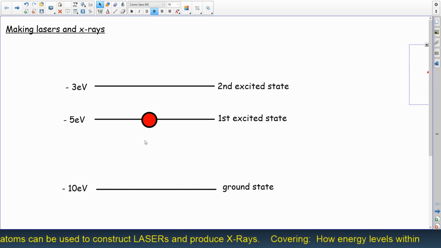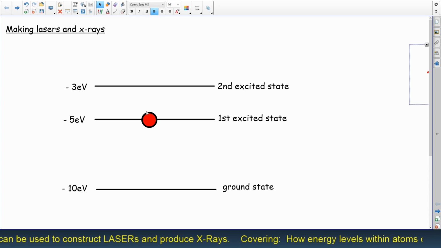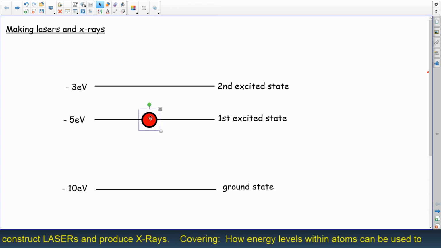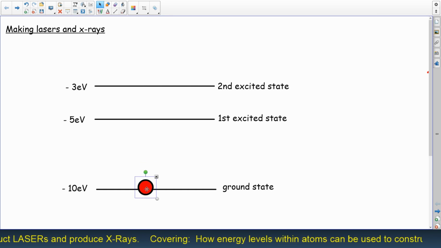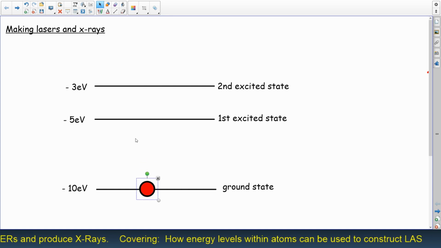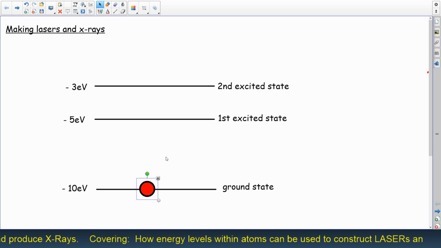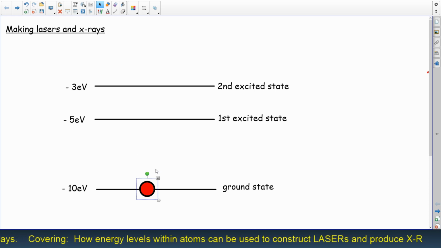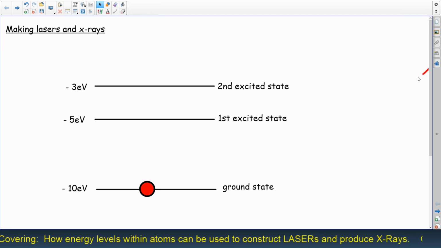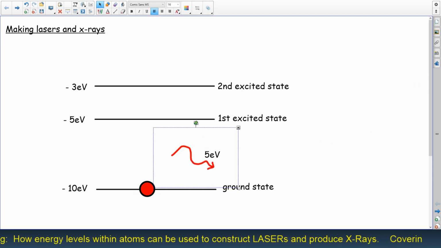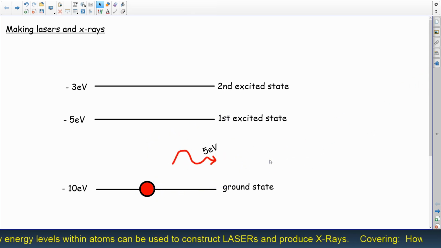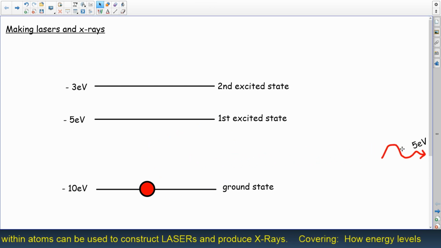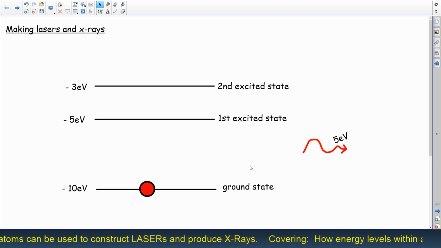Now electrons don't like sitting in elevated excited states and will within a matter of nanoseconds drop back down into the ground state. Because of the conservation of energy, it's gone from negative 5 to negative 10 eV, so it has lost 5 electron volts and will therefore produce a photon of 5 electron volts that will travel upon its merry way. Simple matter of conservation of energy.